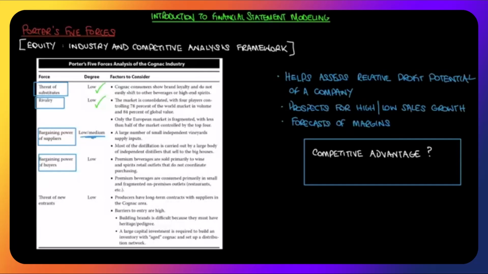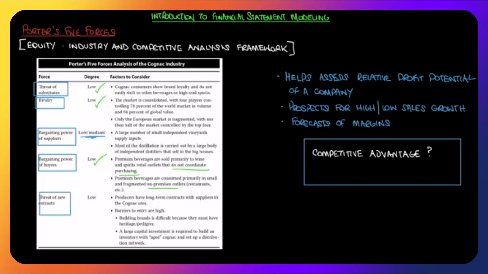For the cognac industry, premium beverage sold primarily to wine and spirits retail outlets. They do not coordinate purchasing. They can't get together and rise up. Premium beverages consumed primarily in small and fragmented on-premises outlets. Again, all fragmented, very difficult for them to get any power against you. So that's good news.